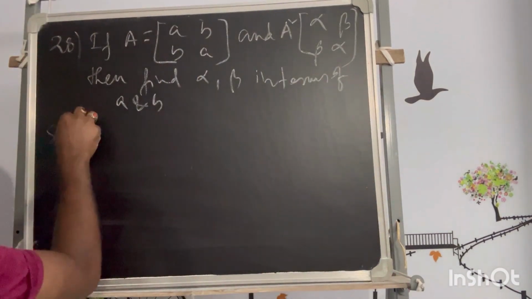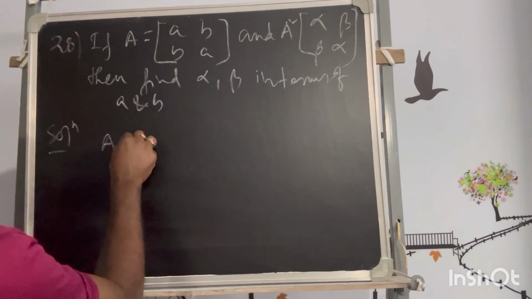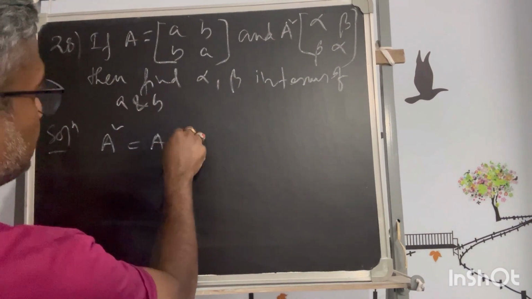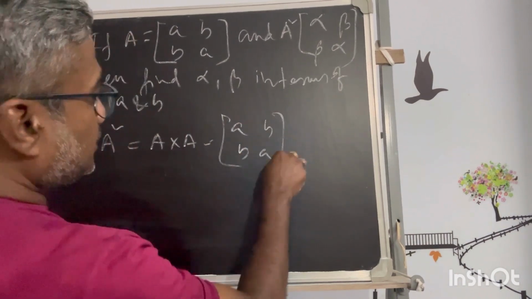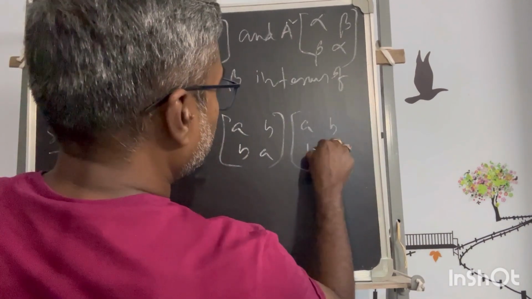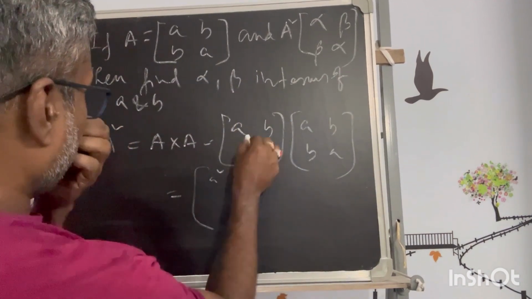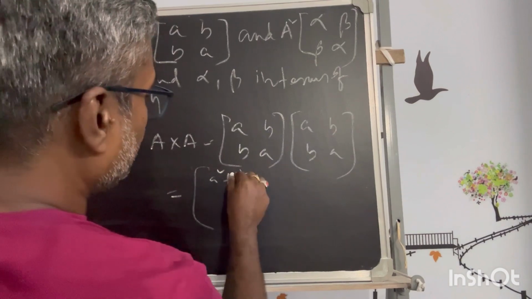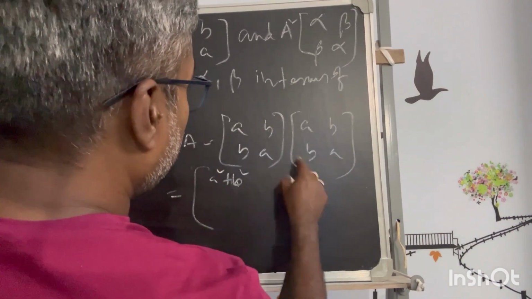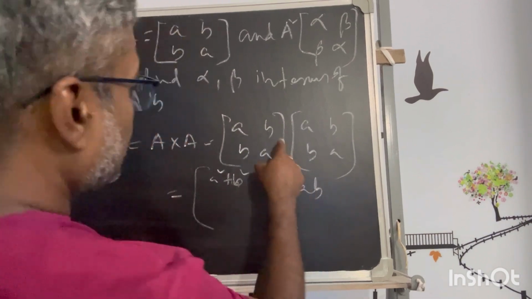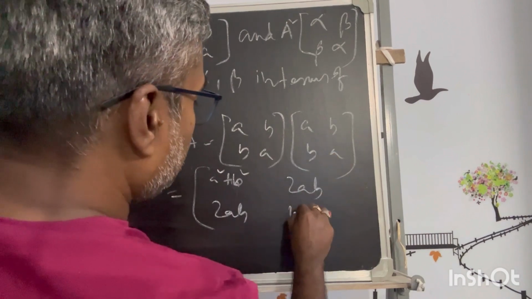So the solution would be, now this is A square, so anyhow you have to find A square. A square means A into A, so when you multiply the matrix AB BA with itself, you will get the answer. So this is A into A square, B into B square. Okay. So this is B square. Now again A into B into A, 2AB. This one is AB, that means 2AB, and this is B square plus A square.